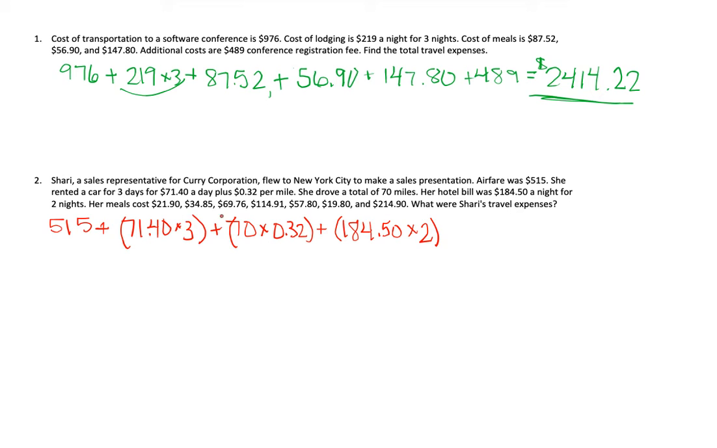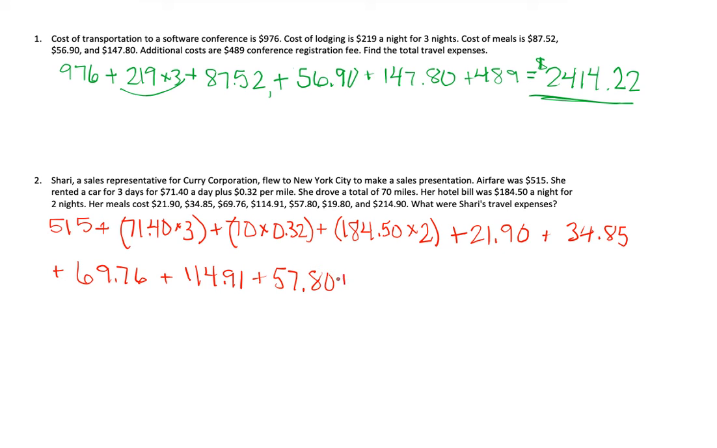And then we have a whole bunch of meals. So I guess I'll write those in there. We have $21.90, $34.85. We have to go down to another line. $69.76, $114.91, $57.80, $19.80. And a really expensive meal of $214.90.